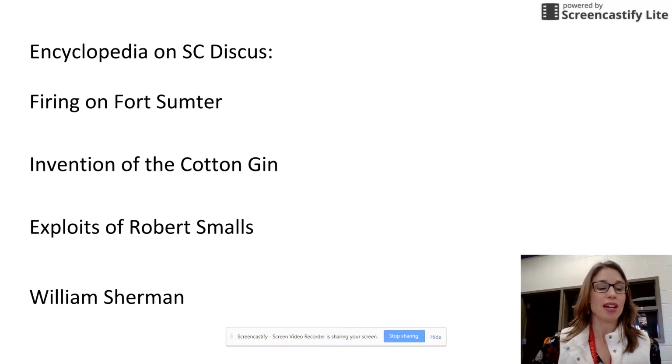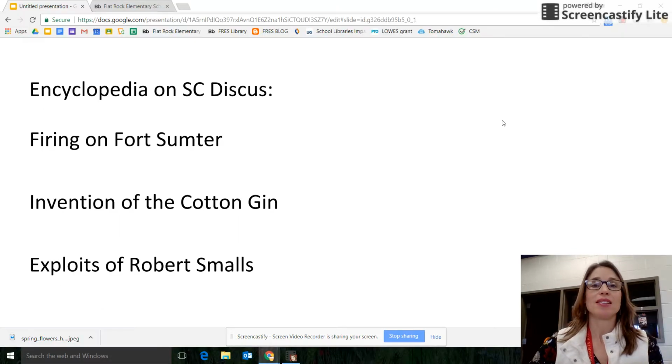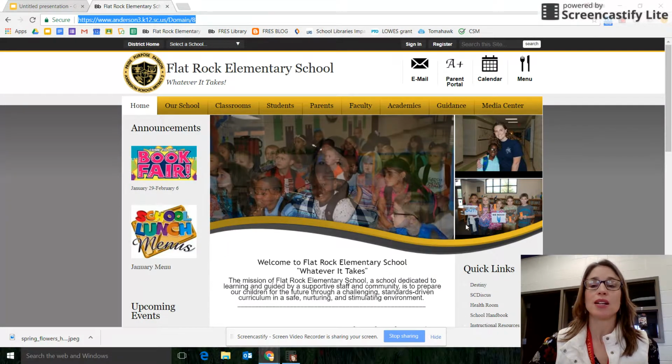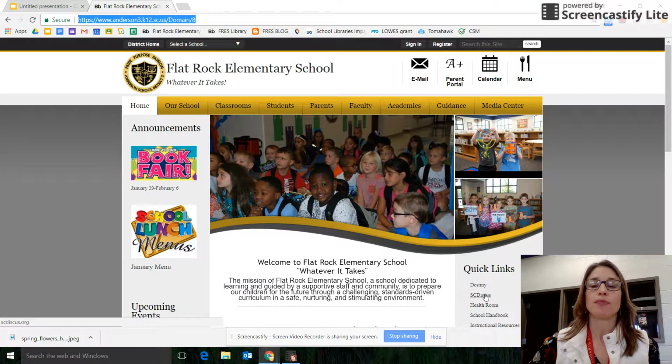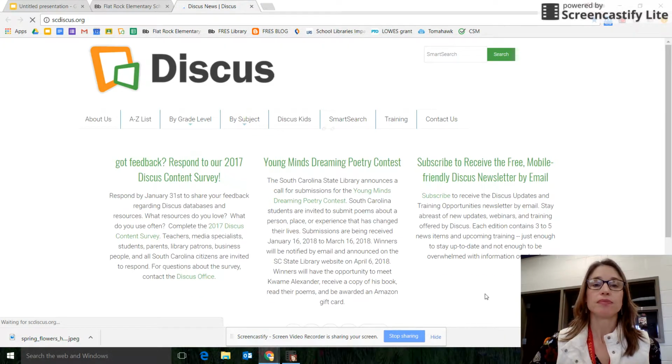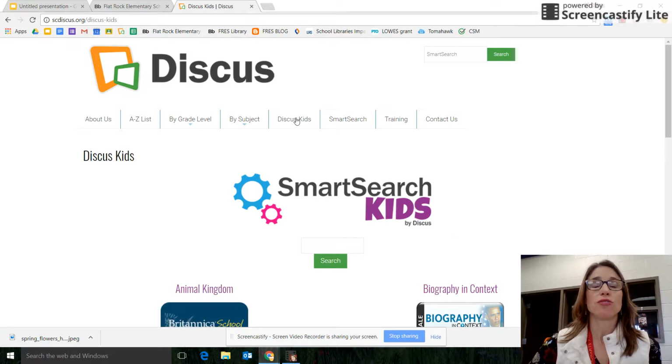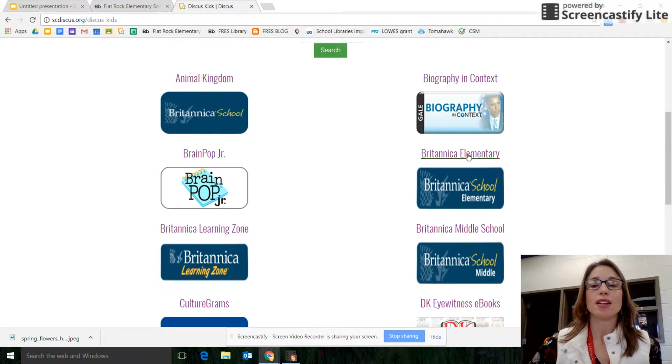But let's start with how to get our information from SC Discus. So remember, to get on Discus, you go to the Flat Rock website. Right here under Quick Links is SC Discus. Click on it. That takes you directly to Discus. And then there's multiple ways to find it on Discus, but just go to Discus Kids and scroll down, and right there you have Britannica Elementary.